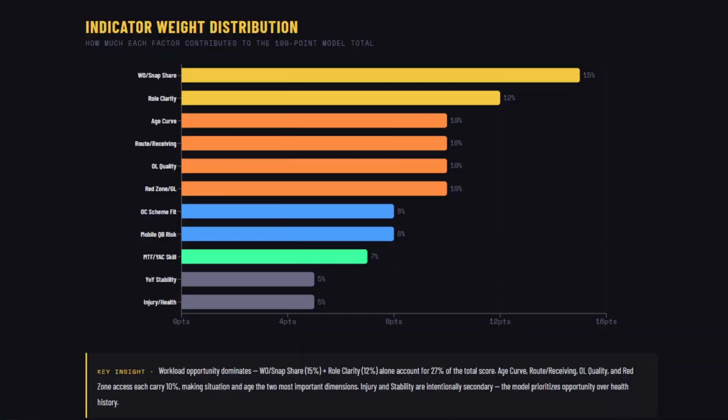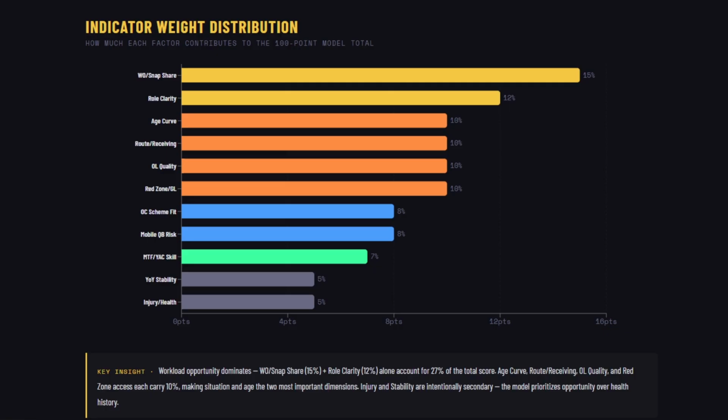Now, before we get into any players, I want to show you guys my indicator weight distribution for each of the statistics we're going to use today. So how much each factor pretty much contributes to the 100-point model total. First up, for 15%, is the weighted opportunities per snap share.